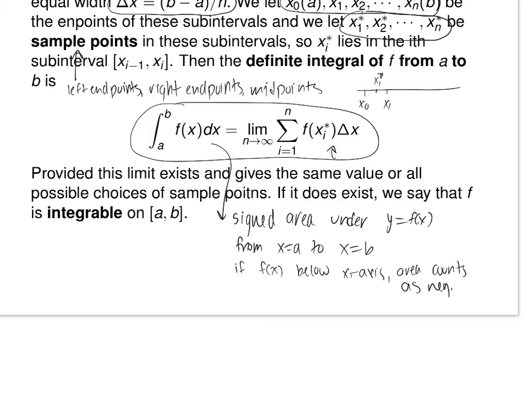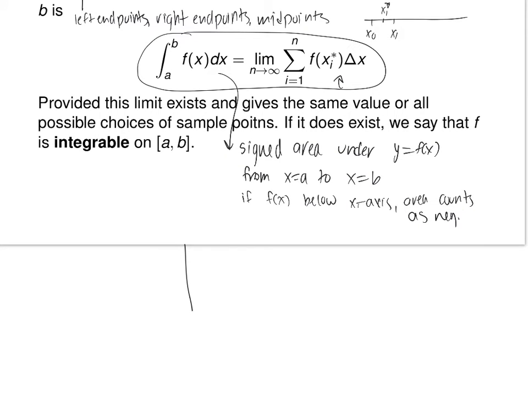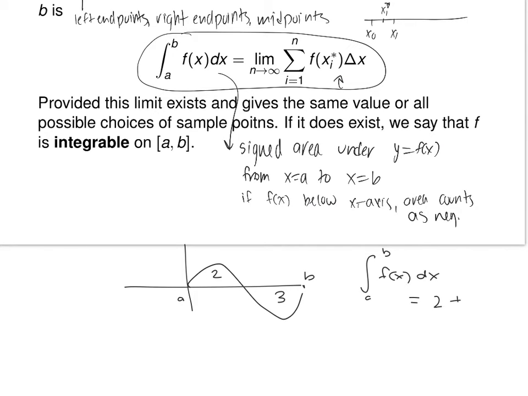Yes? What counts as negative? The area counts as negative. So if the curve, say, does something like this, and you know that this area is 2 and this area is 3, then the value of the integral from a to b of that function, saying this was a and that was b, would be 2 plus negative 3, or negative 1, for example.